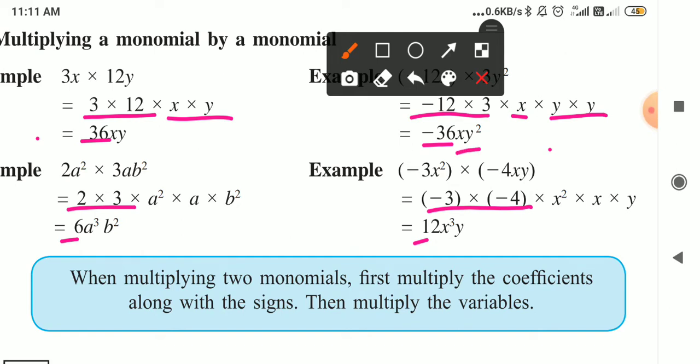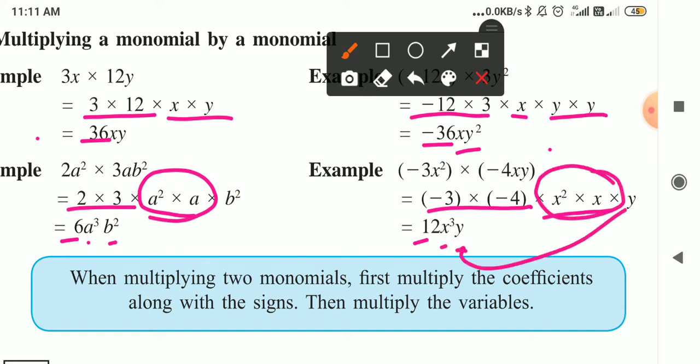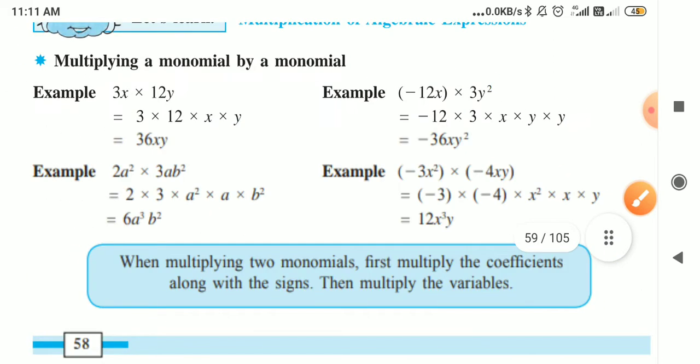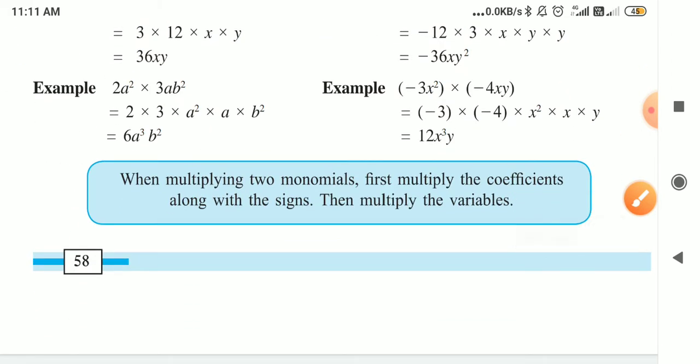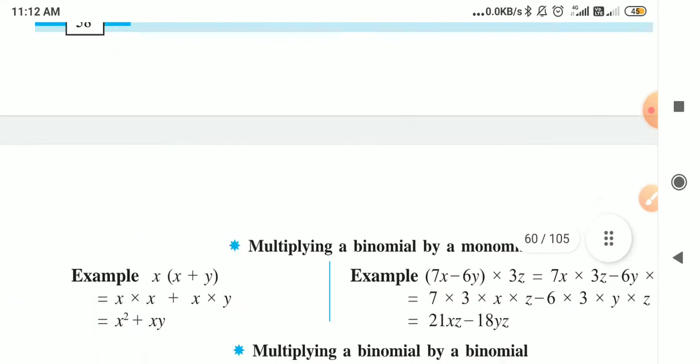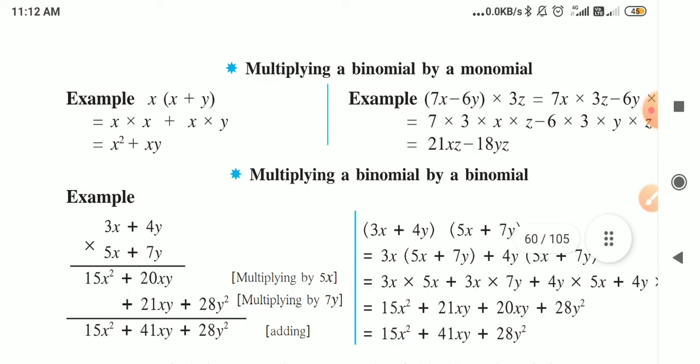Here we did the multiplication of a square and a, that is a cube, and b square is written here as it is. And in this example, we did the multiplication of x square into x, that is x cube, and y is written as it is. So from these examples we understand that we have to do the coefficient multiplication at first, and then the multiplication of variables. Now we will study examples based on the multiplication of binomials by monomials.